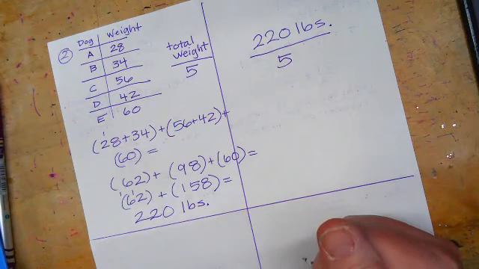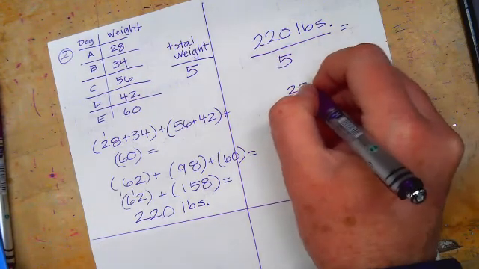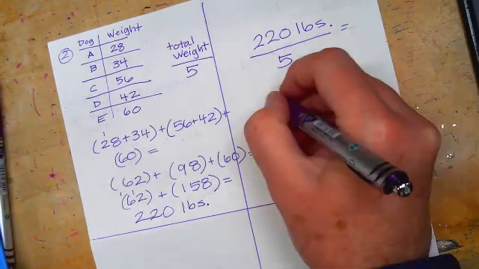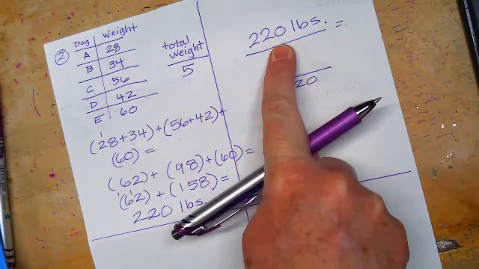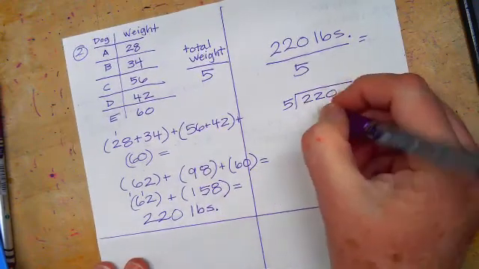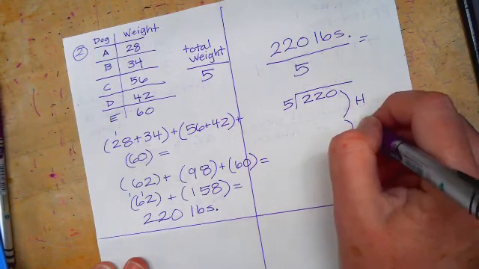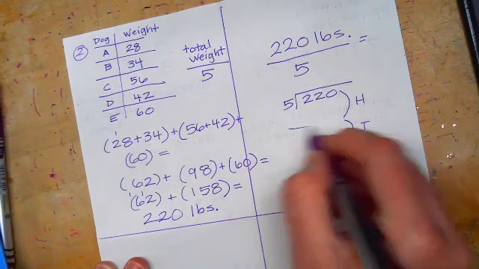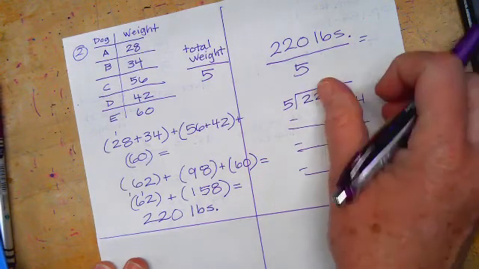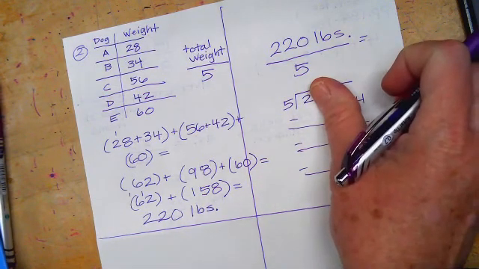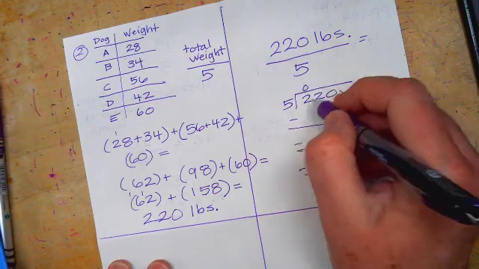So in order to find the average or the mean weight, we take 220 pounds and we divide by 5 because there are 5 dogs, right? And when I do that, I get this. Voila. This is the exact same thing as this. Since I have hundreds, I'm going to have tens and ones when I divide.